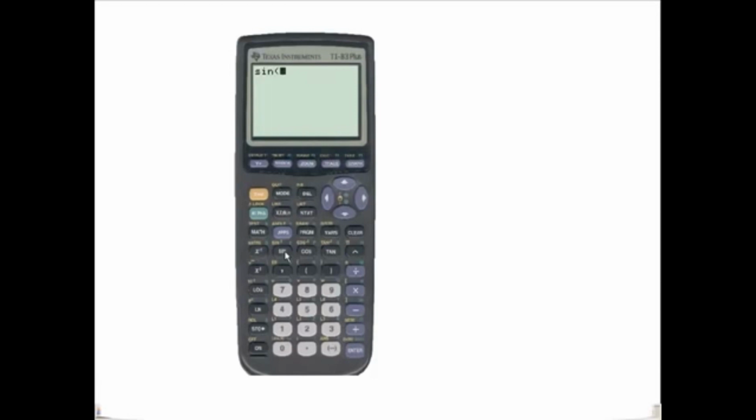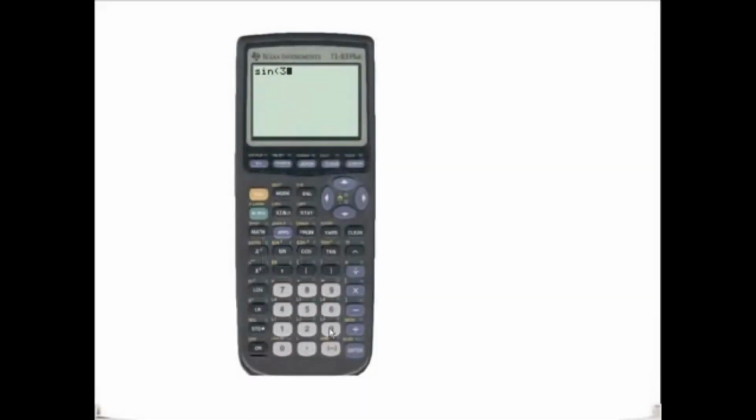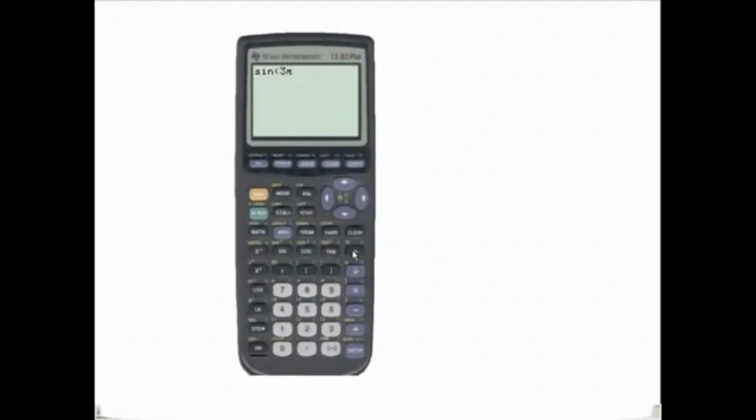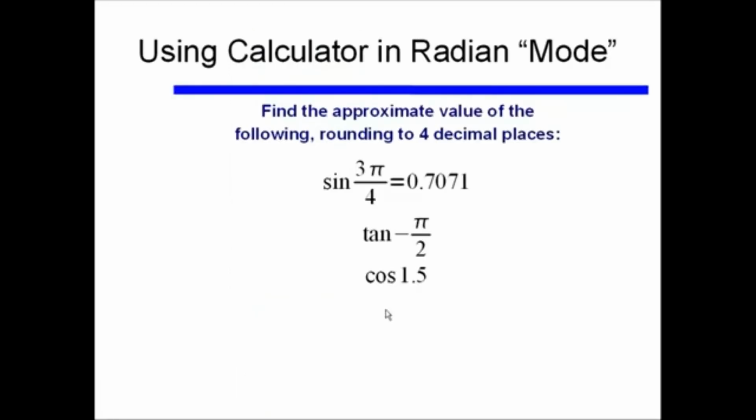I'm going to use the buttons the same way I did before. I'll hit the sine button, then I'll say 3 pi. Again, I'll hit second and this caret, and above that is my pi symbol, divided by 4, and enter. And I see that the approximate value of sine of 3 pi over 4 is 0.7071. And that should be familiar to you because the sine of 3 pi over 4 we found to be square root of 2 over 2 exactly, and when you approximate square root of 2 divided by 2, that is equal to 0.7071.